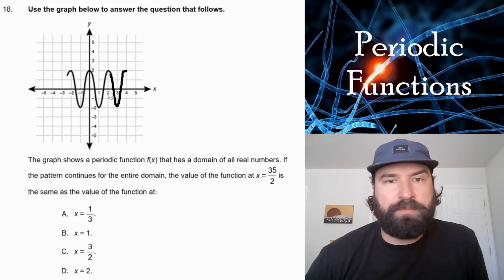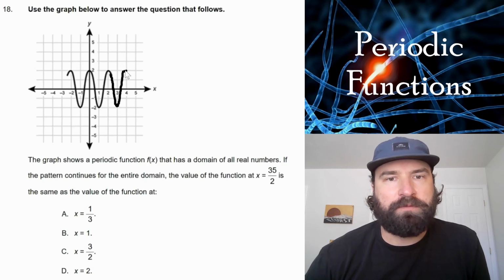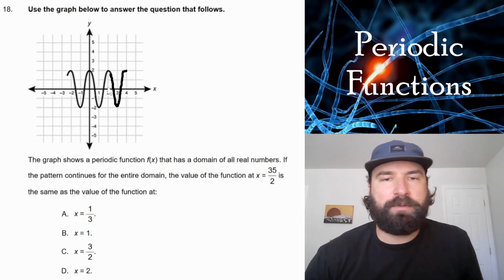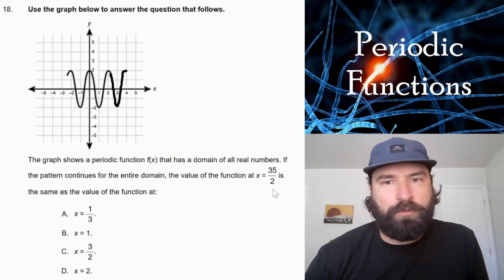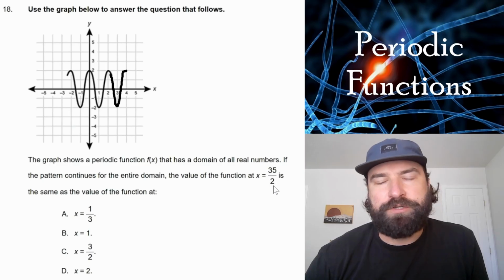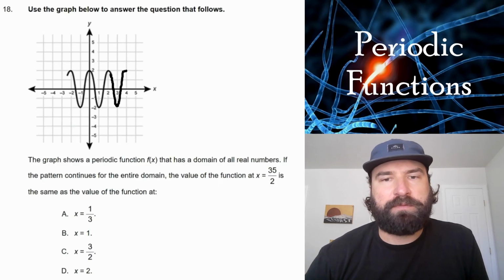So the pattern begins on every even number. You might notice that. It starts at 0, then goes back up to 2, then it'll go back up to 4. So if we can figure out the closest even number to 35 over 2, we should be able to just kind of repeat the pattern and figure out where we're at. So really all we're doing is dividing 35 over 2 by 2 and then finding the remainder. Mathematically is how you could think about this.